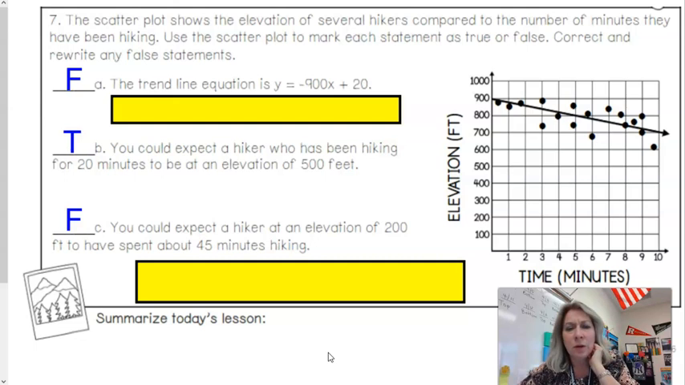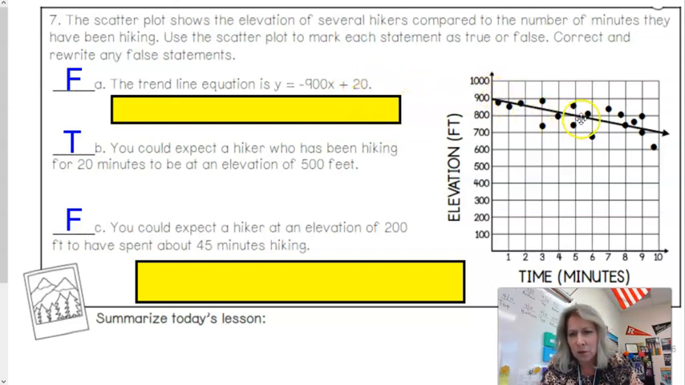The trend line of the equation, I'm showing that it's false. Let's see why it's false. Is the trend line of the equation y equals negative 900 plus x plus 20? No, I think what they did wrong there is the y-intercept looks like it should be 900. So instead of 20 right here, they should have put 900.